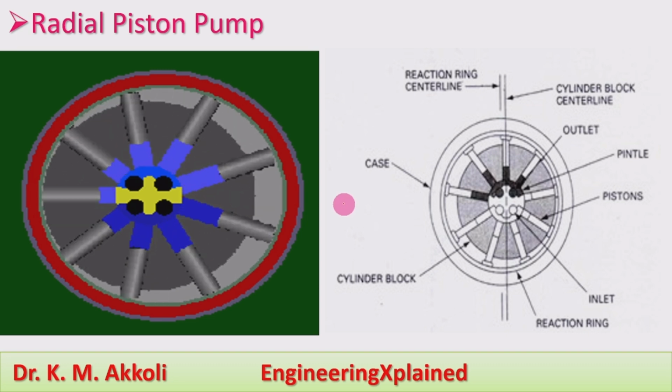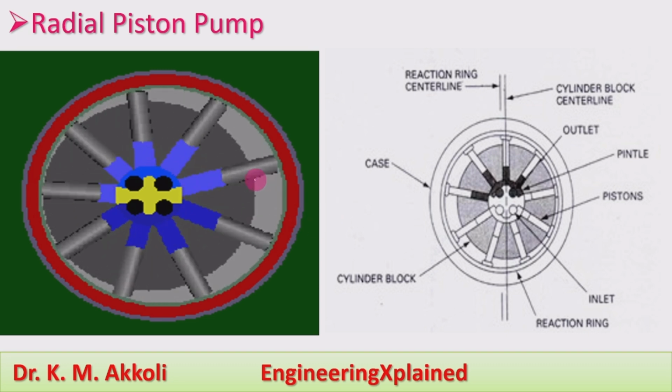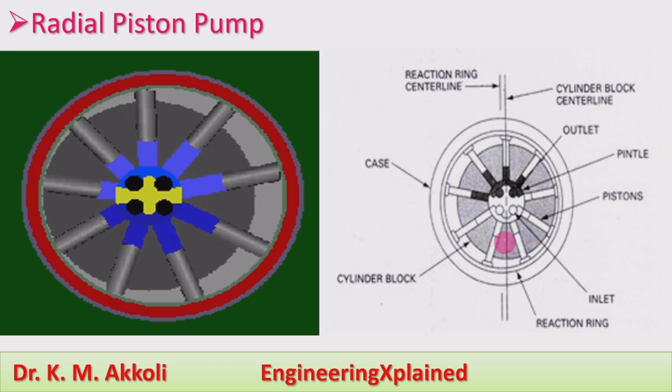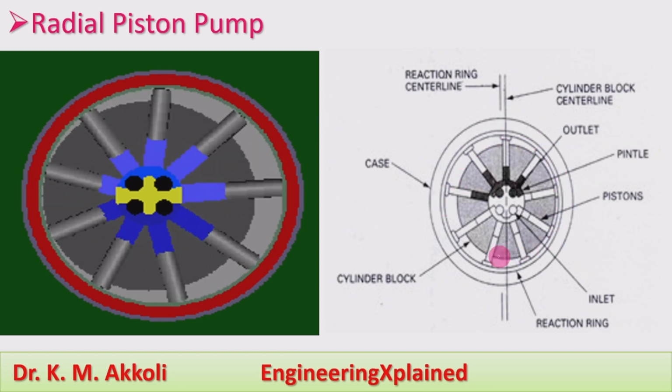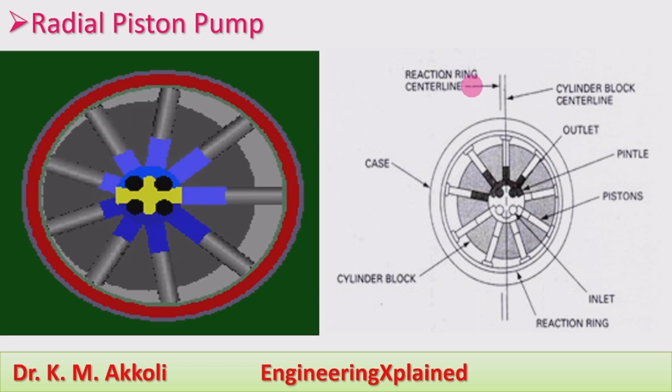These are the inlet valve, and here the outlet valve. Through those, the fluid flow will be taking place, and that can be explained here also in the simple plain diagram. Here inside, this is the cylinder block. It consists of a number of cylinders, and these are the pistons which are connected to the casing. Here there is an offset. The cylinder block center line is here, and this is the reaction ring, the outside ring, whatever the case, with the reaction ring center line.